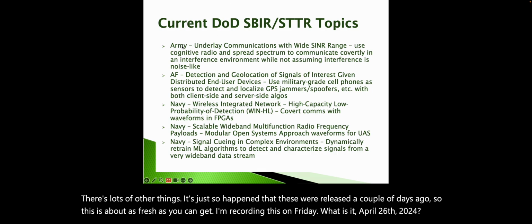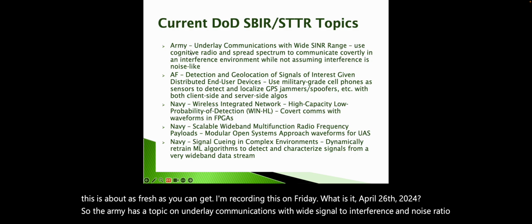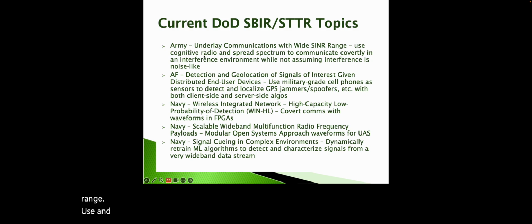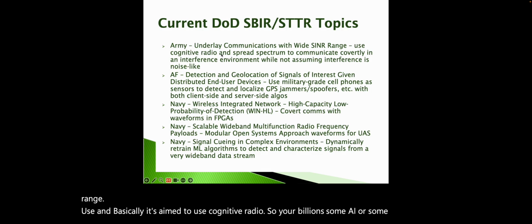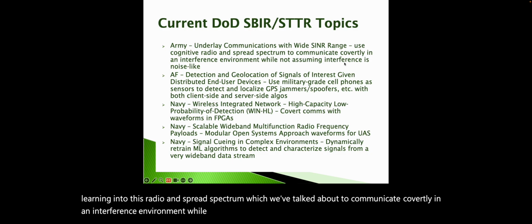So the Army has a topic on underlay communications with wide signal to interference and noise ratio range. And basically it aims to use cognitive radio. So you're building in some AI or some machine learning into this radio, and spread spectrum, which we've talked about, to communicate covertly in an interference environment while not assuming the interference is noise-like, right?